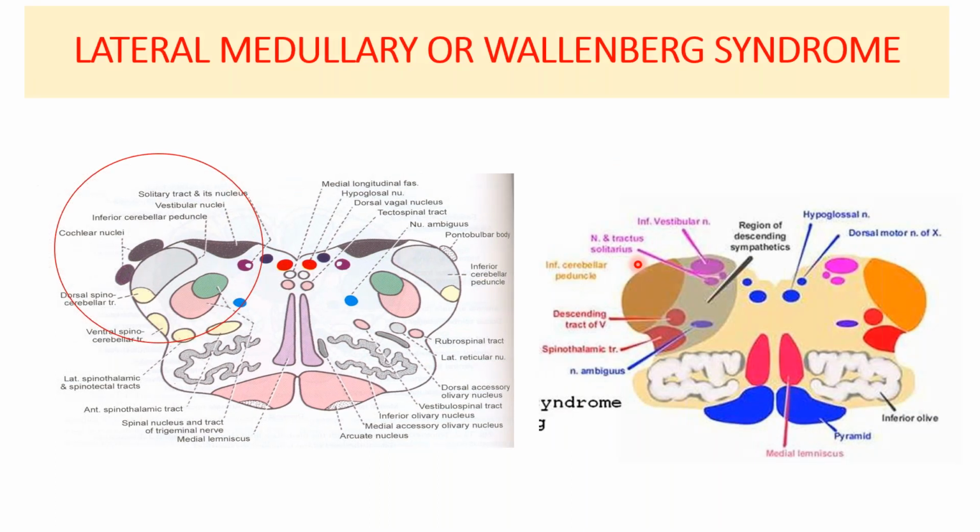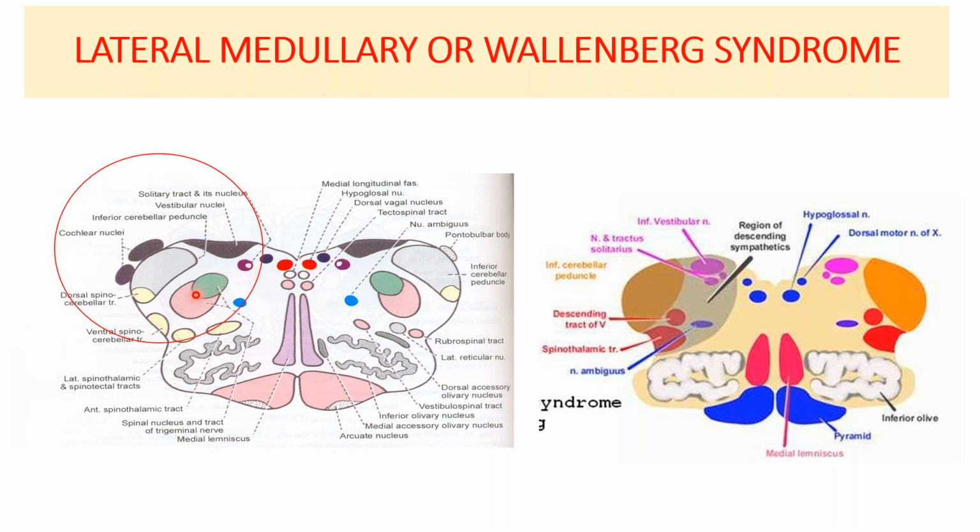So now we come to the applied aspect of the medulla. We now know all the structures which are there in the medulla. So, lateral medullary or Wallenberg syndrome. In this, the lateral area of the medulla is affected. So we know what all structures are there over here. You have the vestibular nuclei over here. You have the nucleus of tractus solitarius.